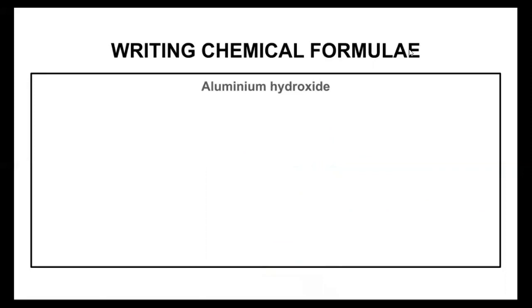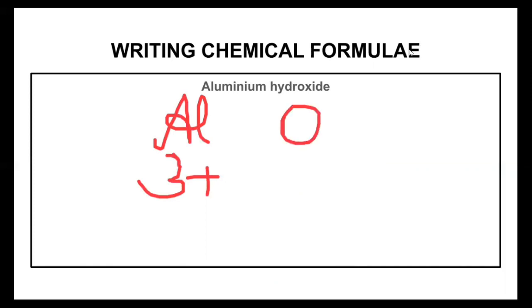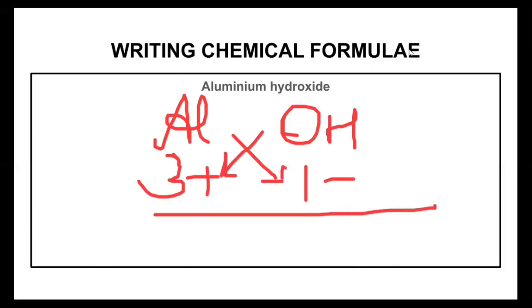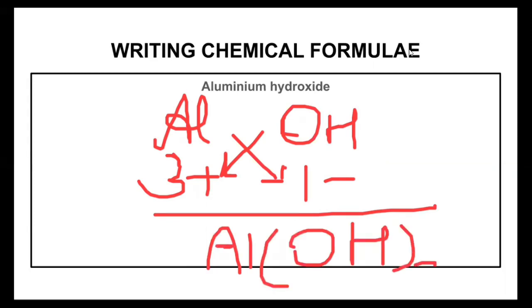Next is aluminium hydroxide, Al3 plus. Hydroxide, crisscross. It becomes Al(OH) whole thrice. Here OH minus is a polyatomic ion. So in this, the bracket has to be put to give the valency to whole O and H.